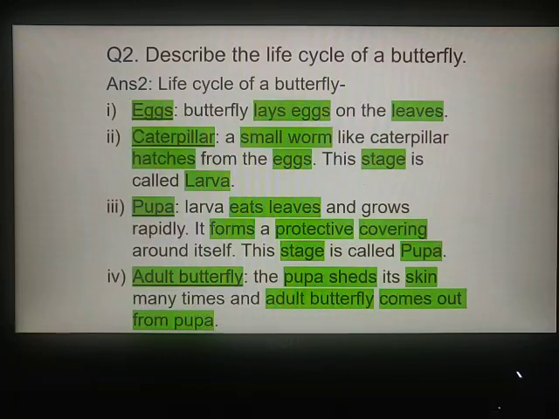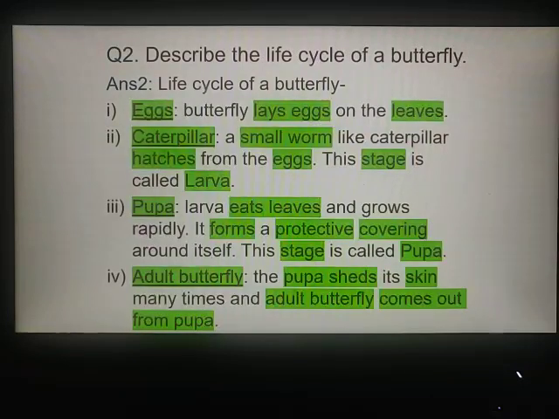Then comes the second stage. In this stage, the egg hatches or breaks and young ones called larvae or caterpillars come out. So the second stage is caterpillar or larva. In this stage, the caterpillar first feeds on the eggshell from which it is born. After finishing it, the caterpillar starts eating leaves of the plants and begins to grow. Once the caterpillar is big enough, it stops eating. With this finishes the second stage.